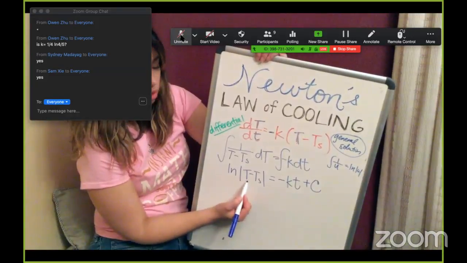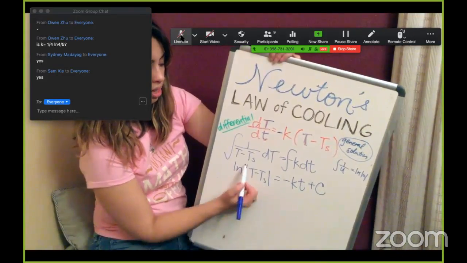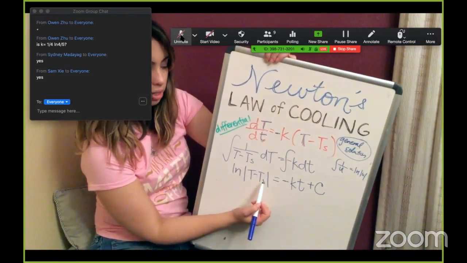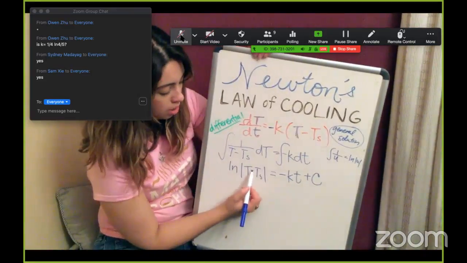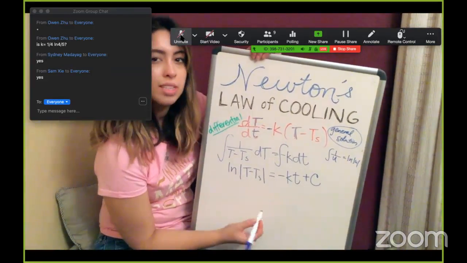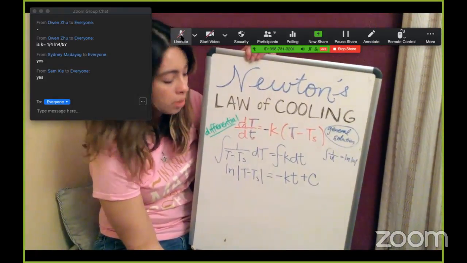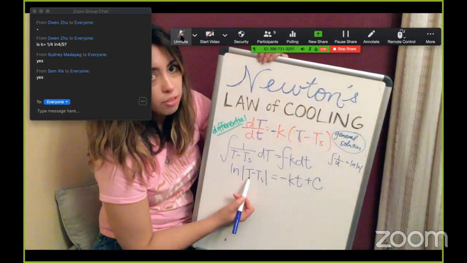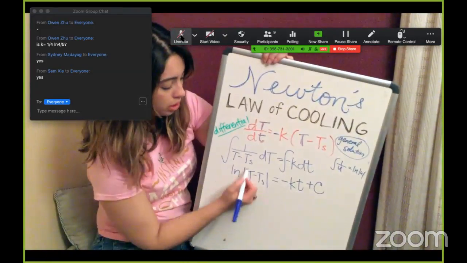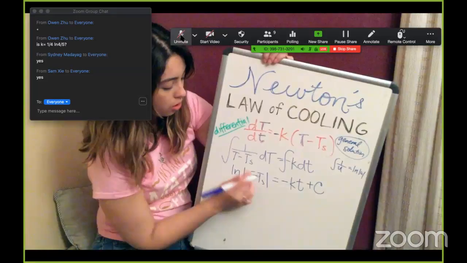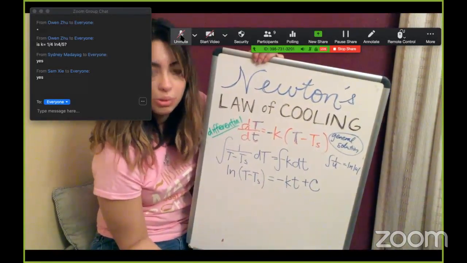We want to be able to solve for T, so first of all we want to think about these absolute values here. This T represents the temperature of my coffee, and this T sub s represents the temperature of the room. I know that my coffee is hotter than the room, so if we have the temperature of my coffee minus the room temperature, it's still going to be positive. So we can go ahead and get rid of those absolute values because we know that they're always going to be positive, so we don't need them there.